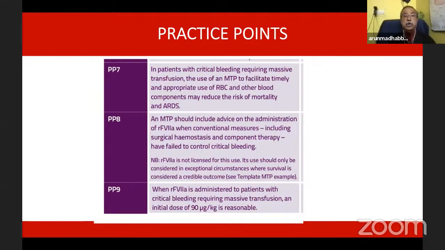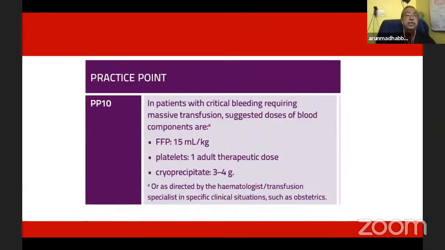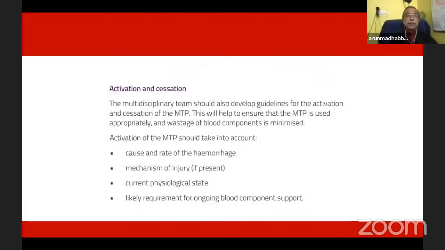So the massive transfusion protocol should include advice on administration of recombinant factor 7A when it is really required, because these are very costly and not really freely available, but their utilization has to follow this protocol. In practice point number 10, in patients with critical bleeding requiring massive transfusion, suggested doses of components are fresh frozen plasma 15 ml per kg, platelets 1 adult therapeutic dose, cryoprecipitate 3 to 4 gram, or as directed by the hematologist or the transfusion specialist, whoever is available.